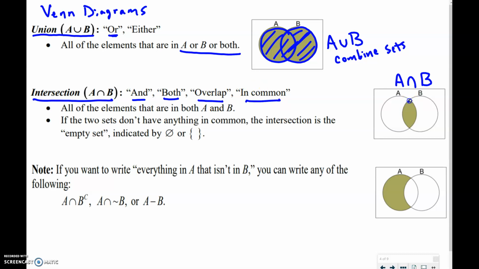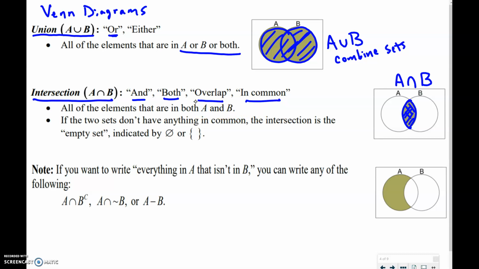So when I look at A and B, this is the piece that they share. So there's the intersection. That's the overlap, what they have in common. All right. So all of the elements that are in A and B, it has to be in both. So the intersection is things that are in both.